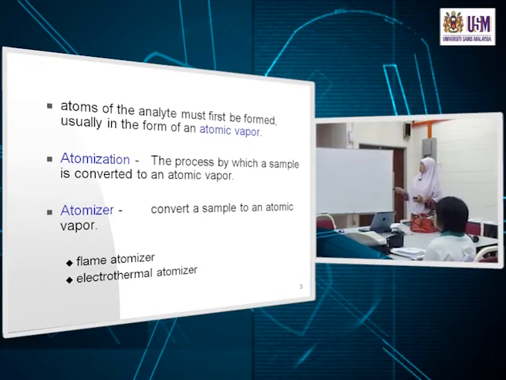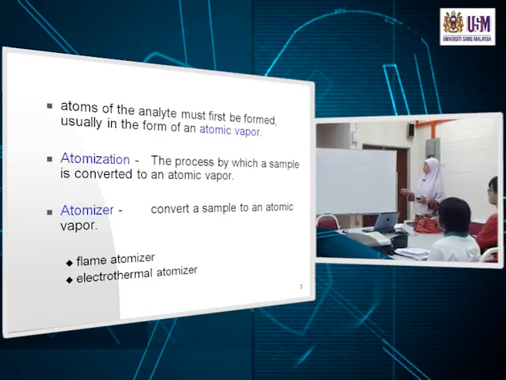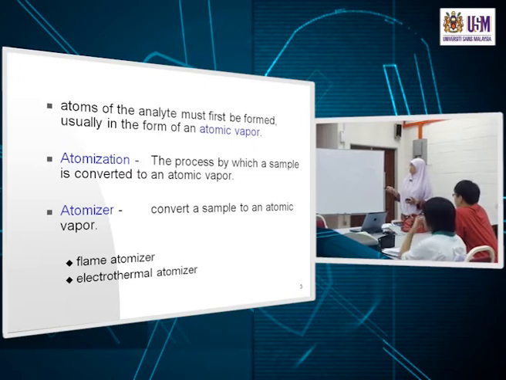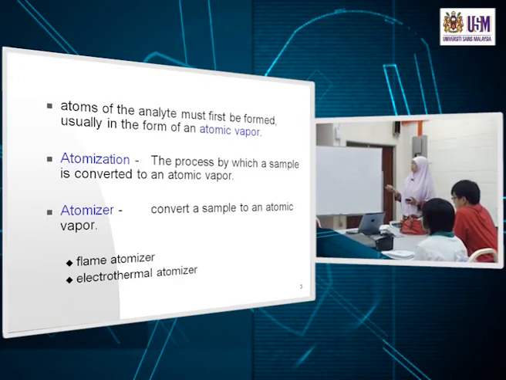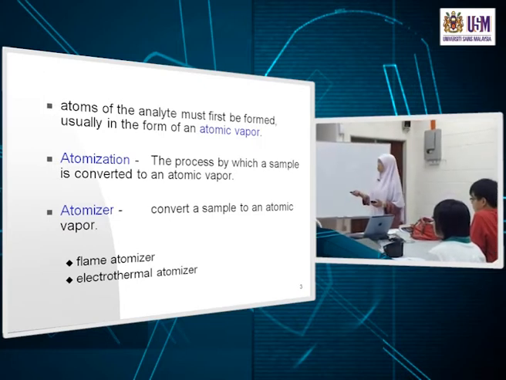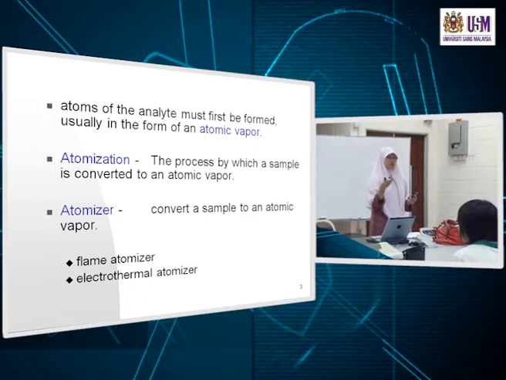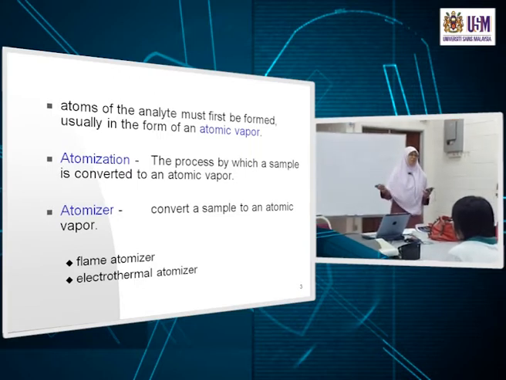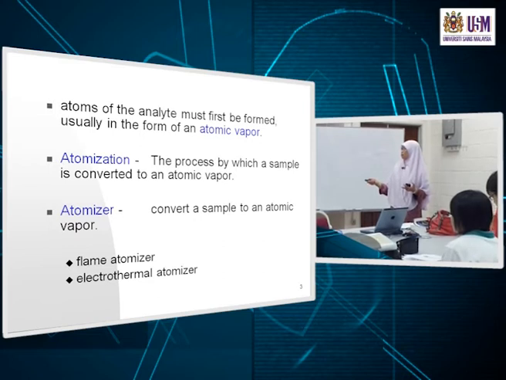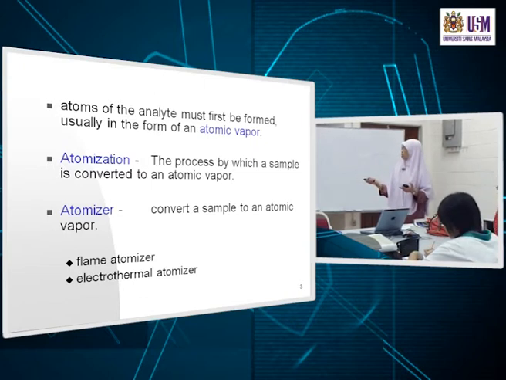And the device or component that does the atomization is an atomizer, okay? And we will see in atomic absorption, we will use two kinds of atomizer. One using a flame. Flame means a hydrocarbon is going to be oxidized with oxygen and becoming CO2. So we're going to have a flame, and we will see that that flame will be the source of heat, the source of energy, which will convert the solution ultimately into an atomic vapor.